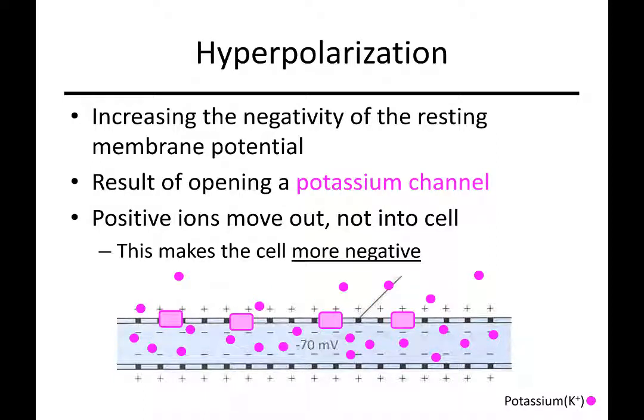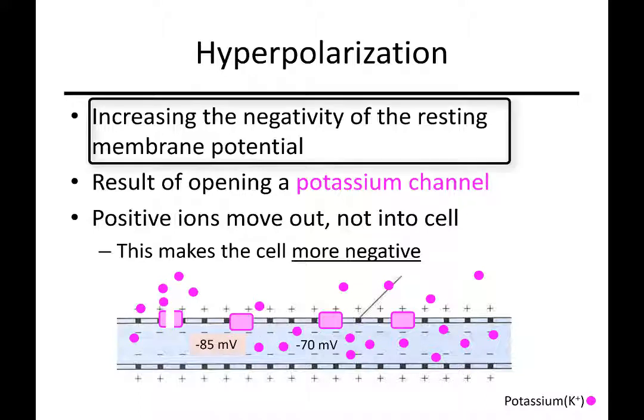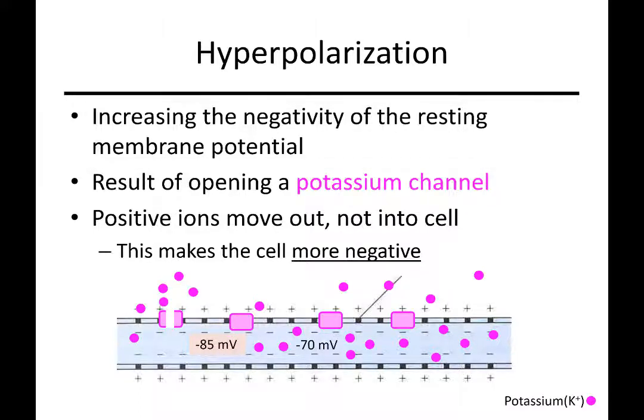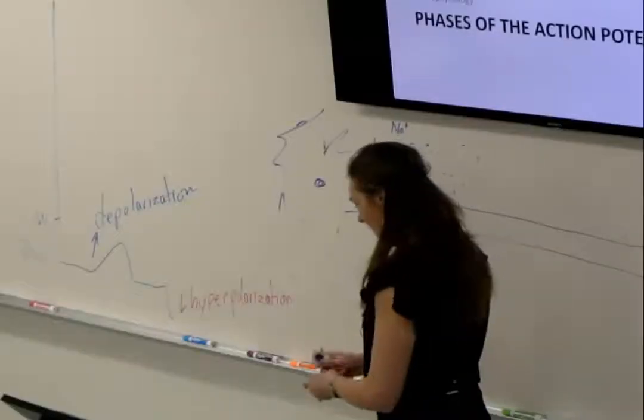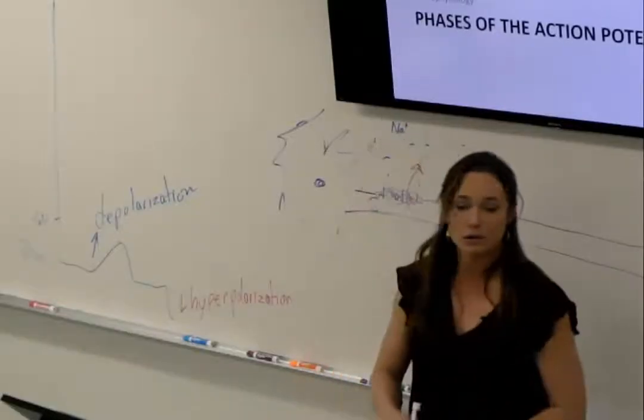Same thing with hyperpolarization, but the other way. Sitting at -70, all of a sudden we open up a potassium channel. Some potassium is going to leave. And now we're further down than we started again. So it just brings you further away or closer. That's what that is.